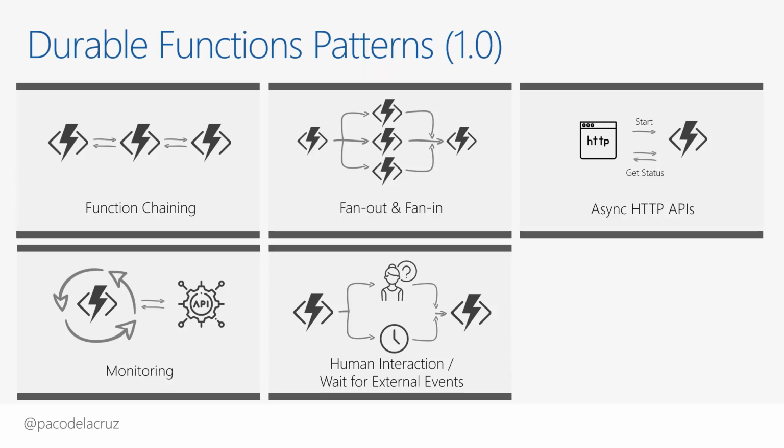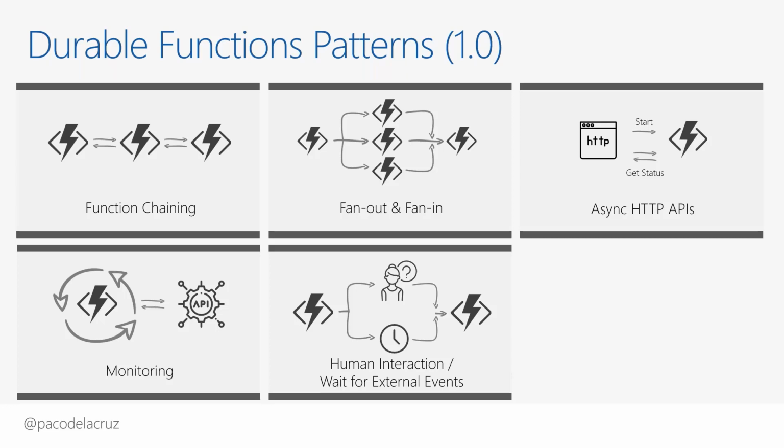You can also implement asynchronous HTTP API. So let's say you have a very long-running API that you don't want the clients to be waiting on until the long-running process finishes. Durable functions allows you to have a status endpoint. So you trigger your function, and then the client can be polling that status endpoint until your function finishes. And your function will be able to provide a status or a progress of the processing back to the client.